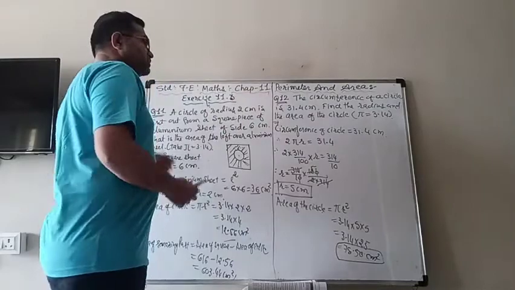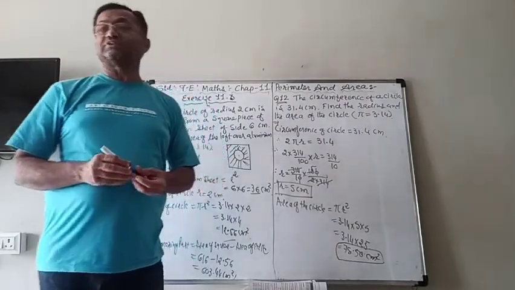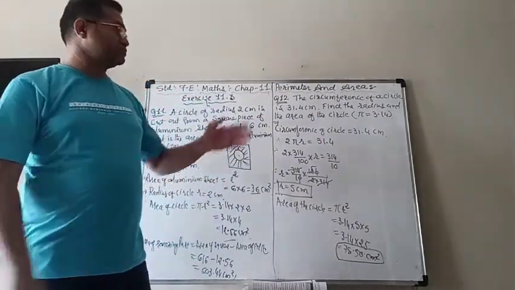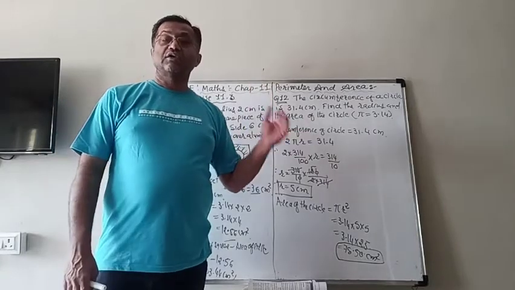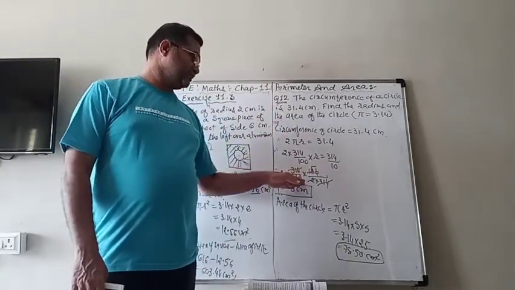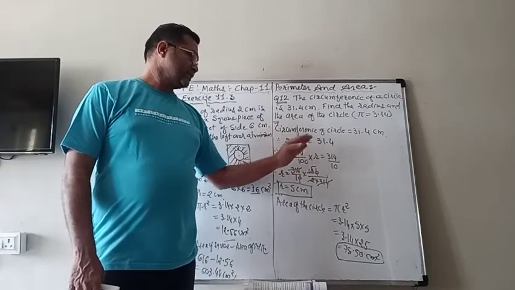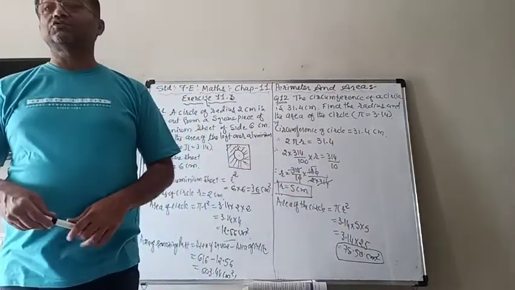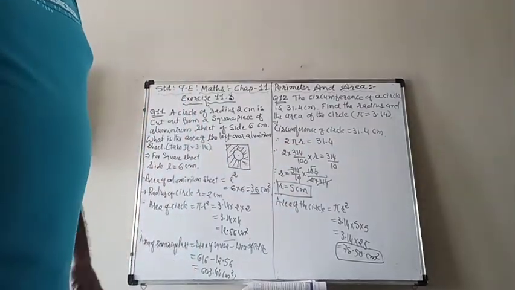So here the circumference of the circle was given. Therefore, first of all, from the circumference we have to find the radius by using that formula, and then from that we have to find the area.